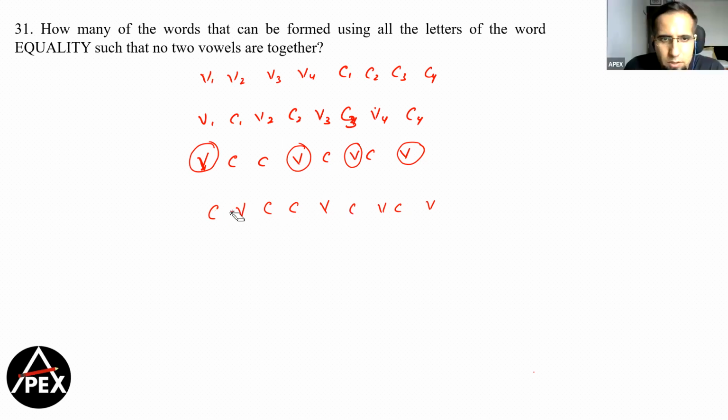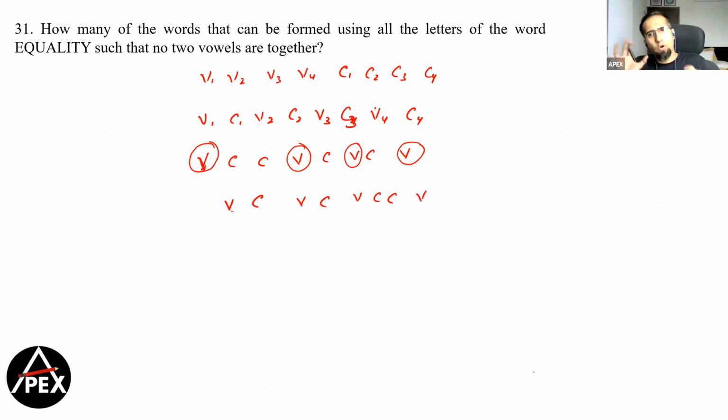Clear, guys? One more case that I can have here is a V from here, C from here, V from here, C from here, V from here. Then I can have 2C here. Then I can have a V here. So please remember, the condition is on vowels. Let the vowels be separated, but the consonants can be together. So look at this process, guys.